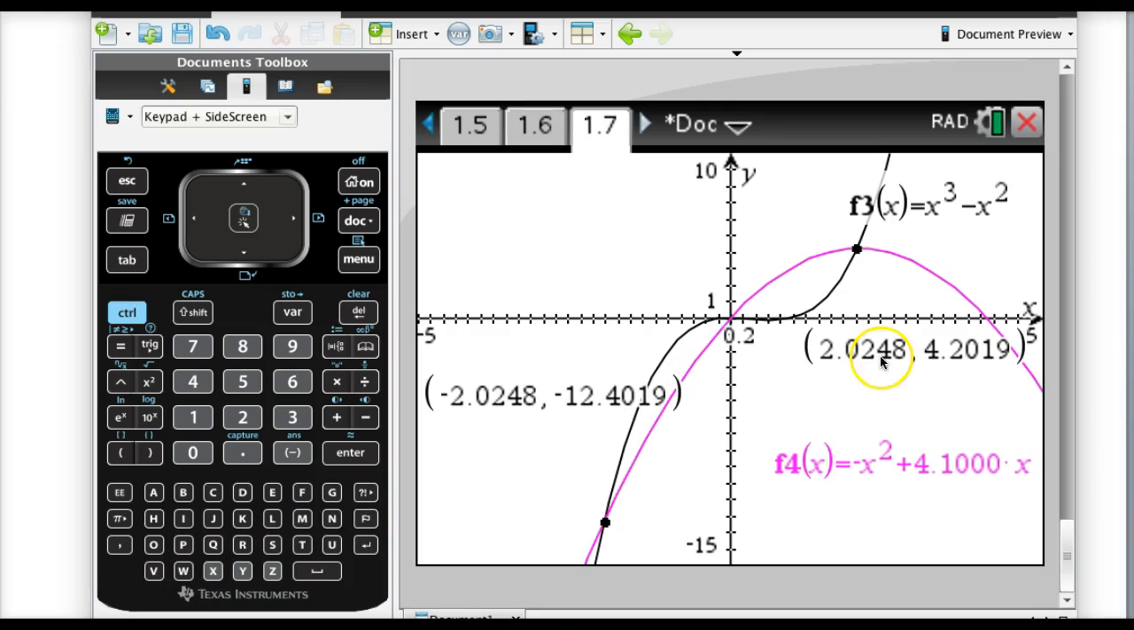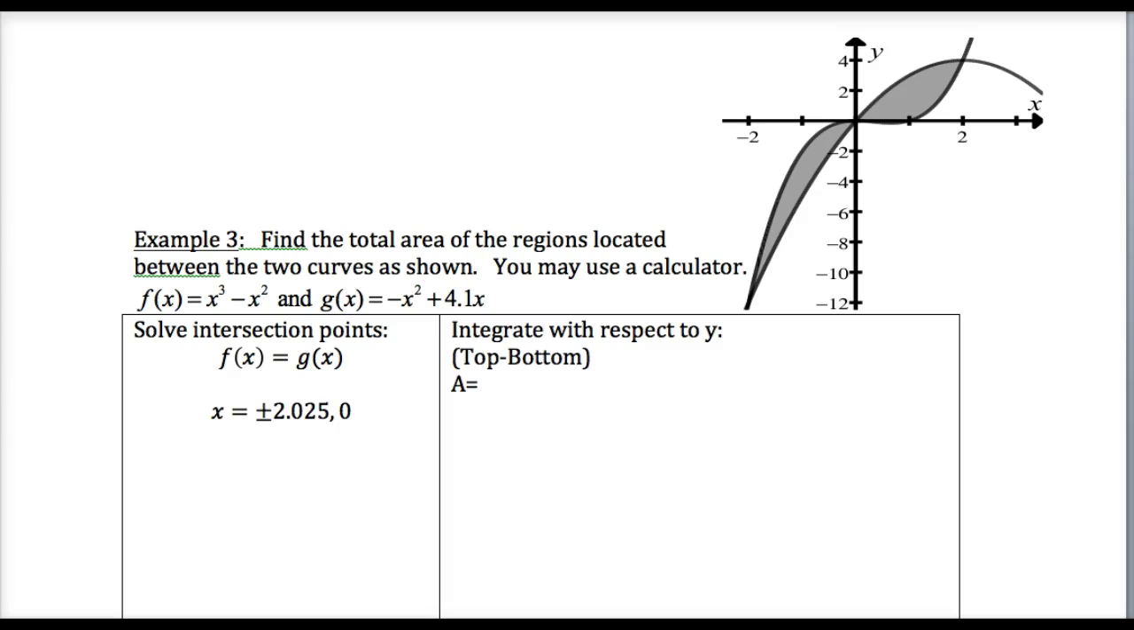And then the other one that I find over here, I did the same thing, 2.0248. That would be the x coordinate. If you ever want to get more decimal places here, you just hover over it and push the plus symbol, and you should get more decimal places. I don't know why I just didn't get more, but that's what should happen. Let me show you written out first what we're going to do, and then show you on the calculator how to find all this.